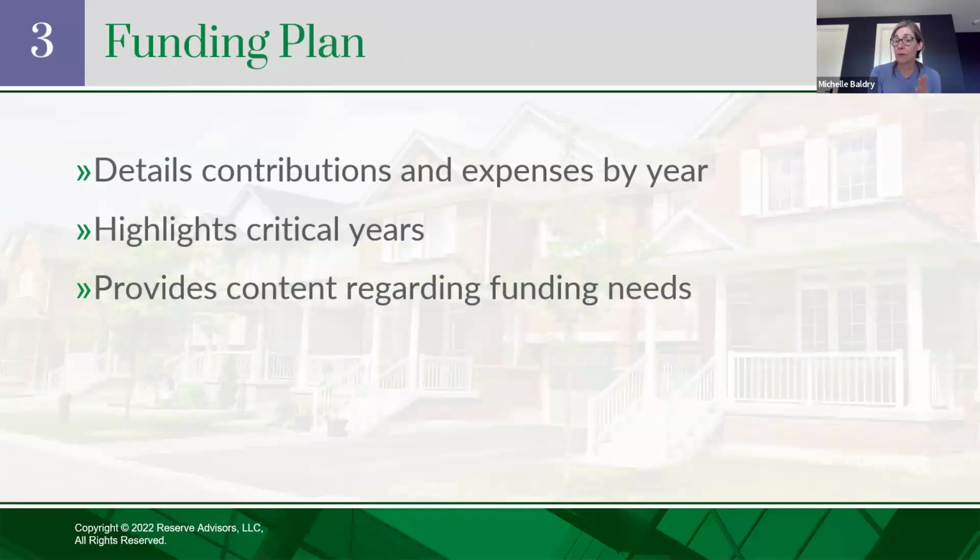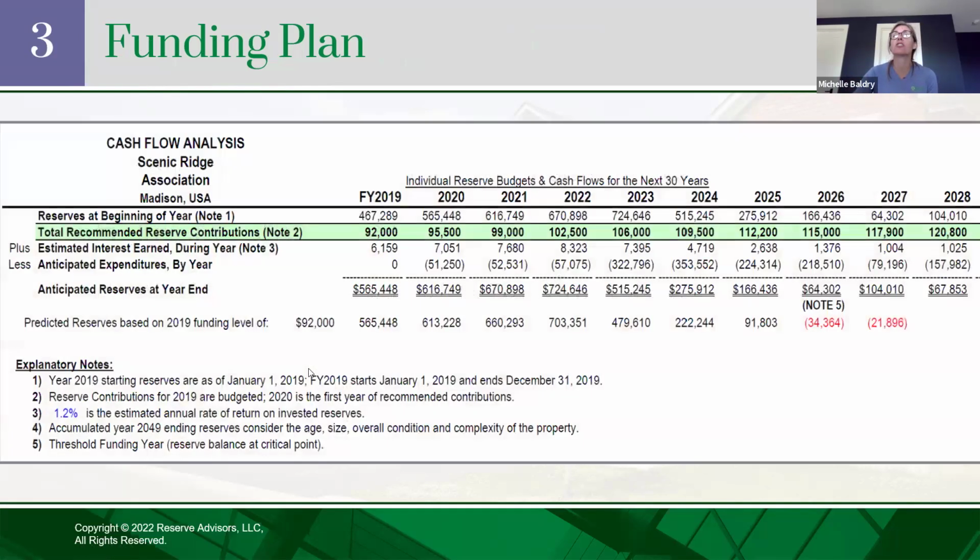Now, based on the expenditure plan, we need to put together the supporting funding plan, right? How is the association going to pay for all of those expenses that were outlined? So it truly is a cash flow, money in, money out.